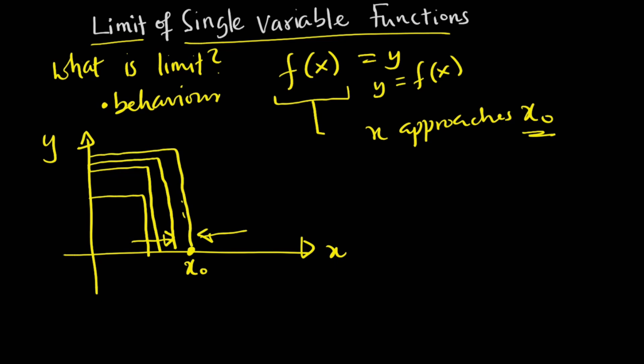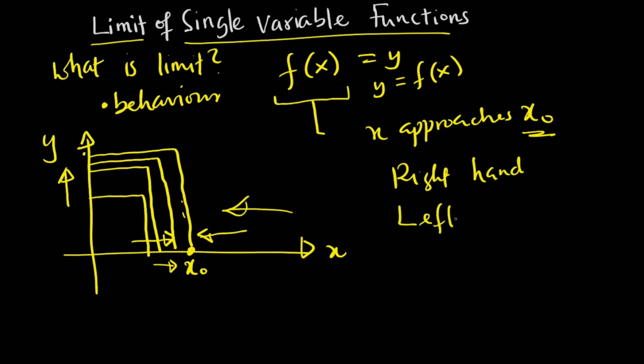Now you'd realize that as you approach it from this side, the functional value f of x also approaches a certain value around here. Now, is it the same thing that happens when you approach it from here? And this brings about the right hand limit and a left hand limit.